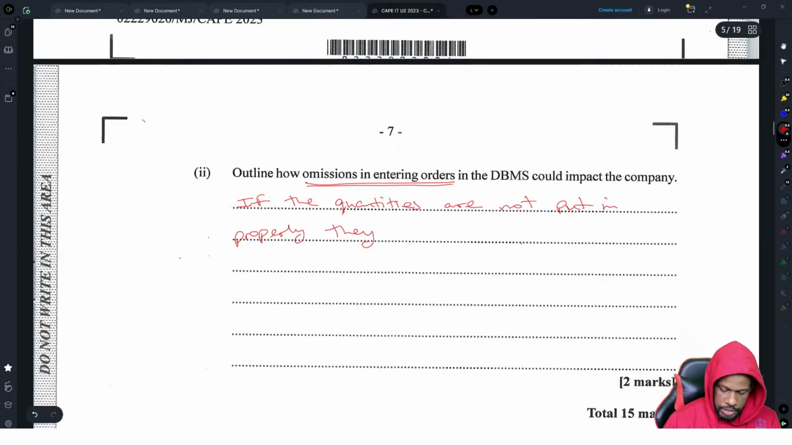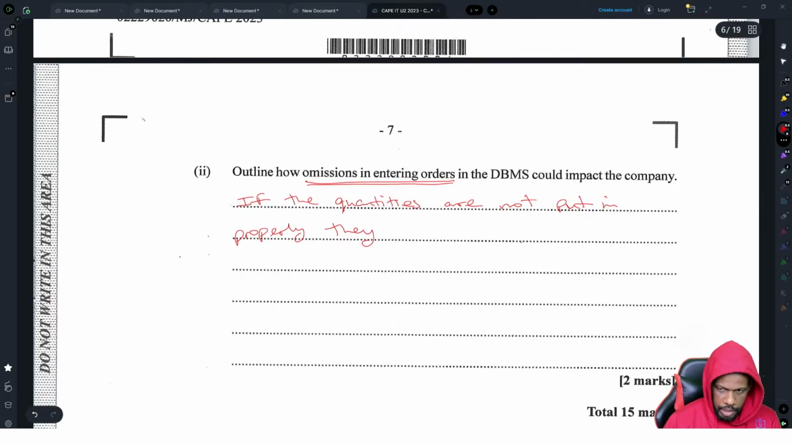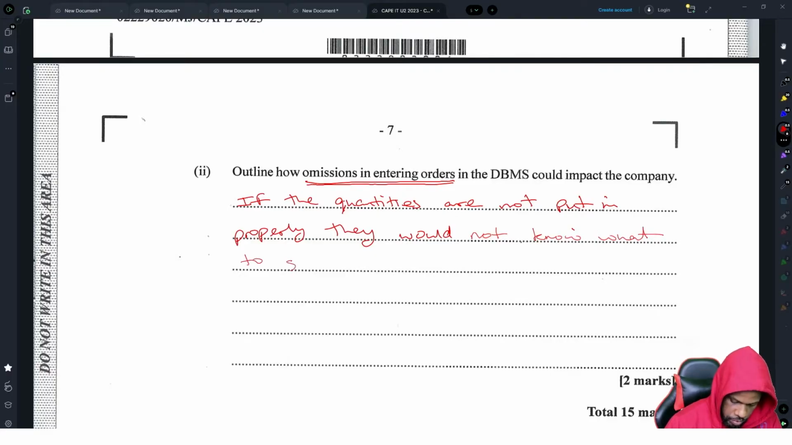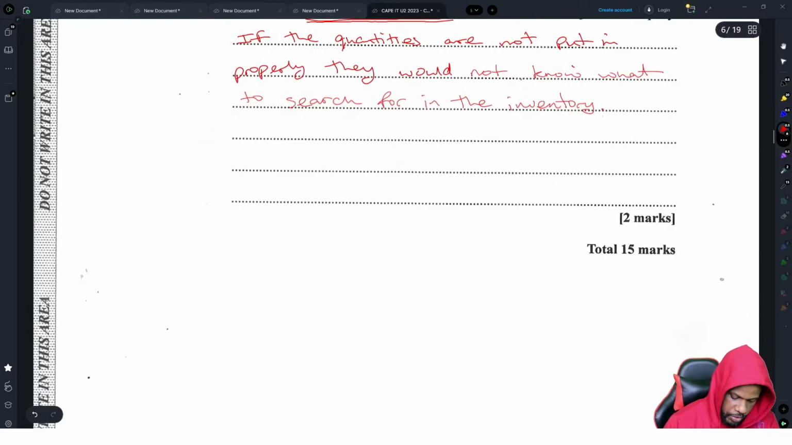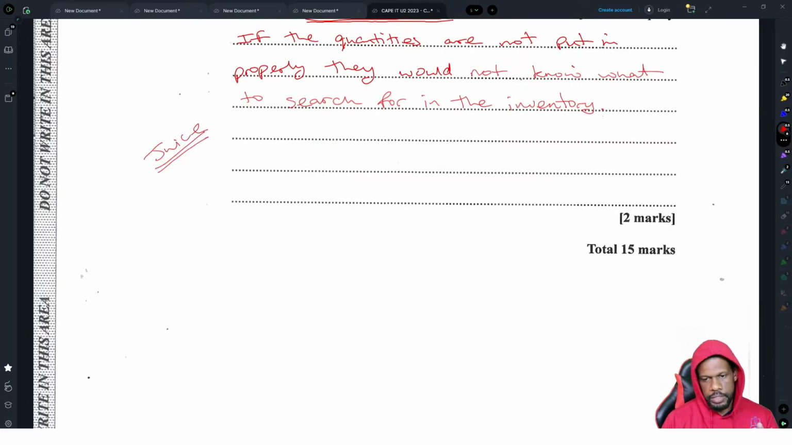Okay. If quantities are not put in properly, they would be searching the inventory. Oh no, they won't know what to search for, how much to search for in inventory. Yes, right. So you could talk about quantities, and I would also argue that you could talk about the juice type. So quantity and juice type, that would be correct. If you argue for juice, you could say if they don't put the correct juice, they will get shipped the wrong flavor or some kind of thing like that. Yeah, something like that. We'll take that.